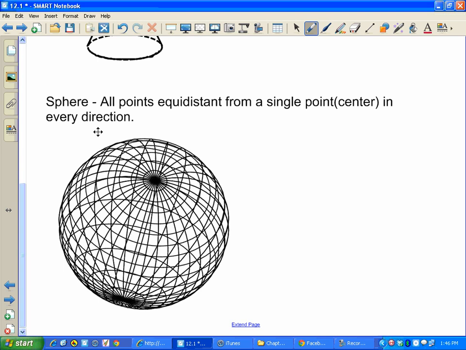And then I've got a sphere. A sphere is all the points that are equidistant from a single point, which is the center. So this is the three-dimensional equivalent of a circle, because a circle, I've got a point, and then the circle is all the points that are equidistant from that. If I do that in 3 dimensions, okay, then I get a sphere. Every point that's on the sphere is the same distance away from the center.